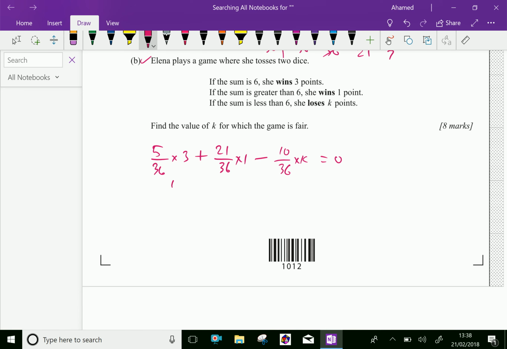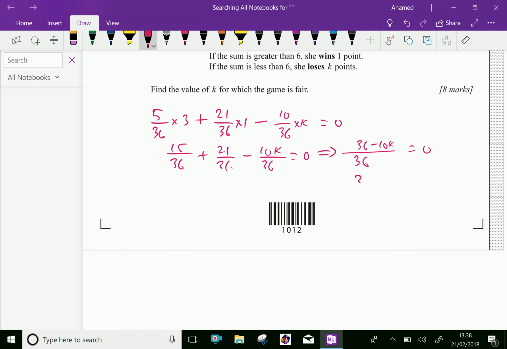From here, 15 over 36 plus 21 over 36 minus 10k over 36, with common denominator 36. 21 plus 15 is 36, minus 10k equals 0. By cross multiplying we get 36 minus 10k equals 0. Then k equals 36 over 10, which equals 3.6.